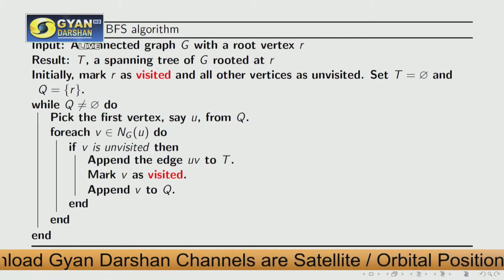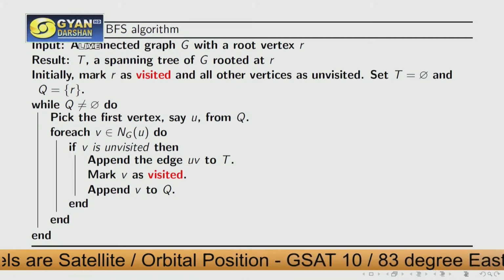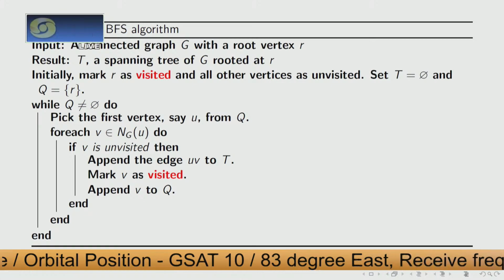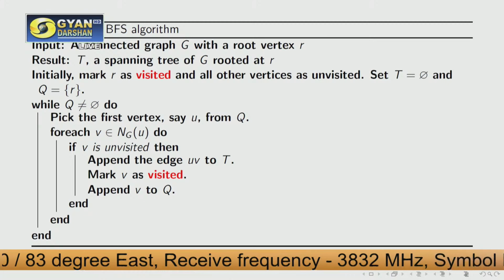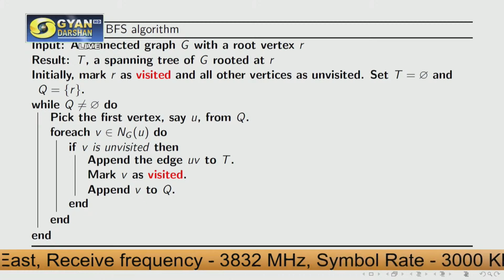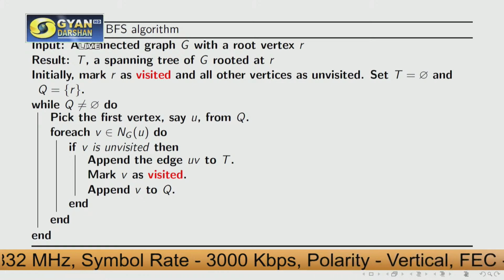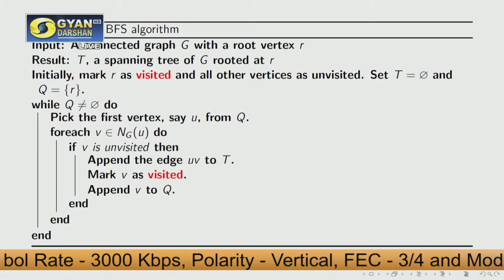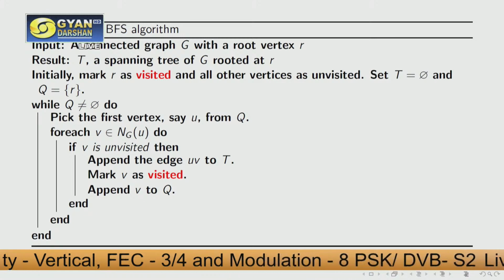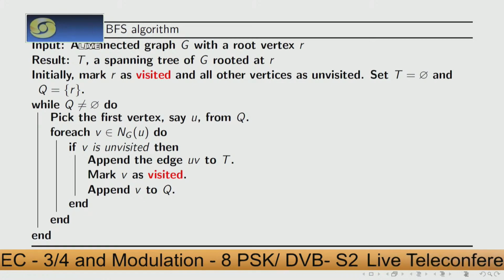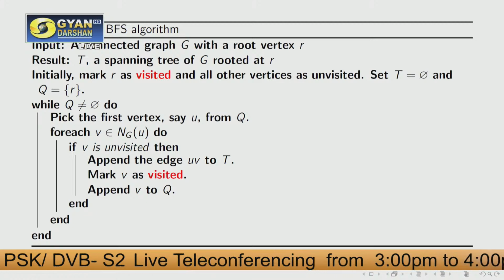So the initialization steps are just as follows. Just mark R as visited and all the other vertices as unvisited. So that means the root is initially marked as visited and every other vertex is marked as unvisited. And T contains nothing here, it is empty, and Q contains just the root vertex R. So this is the initialization step, and then the main loop starts.